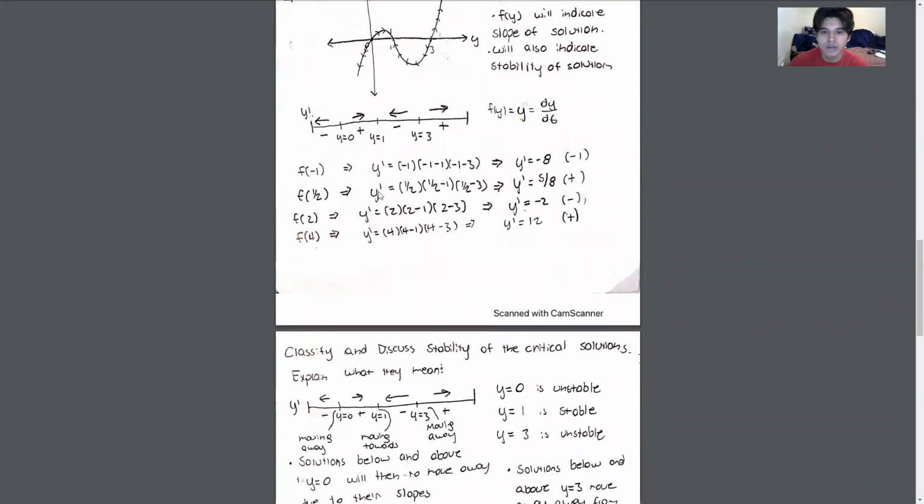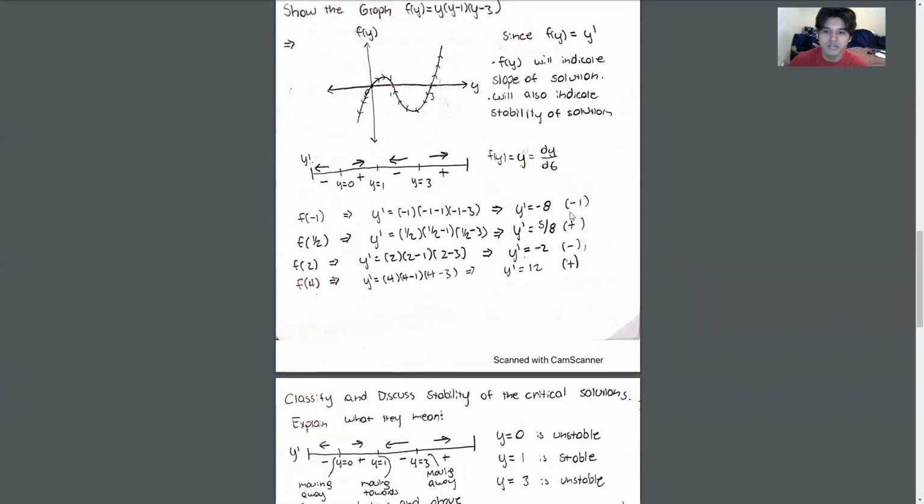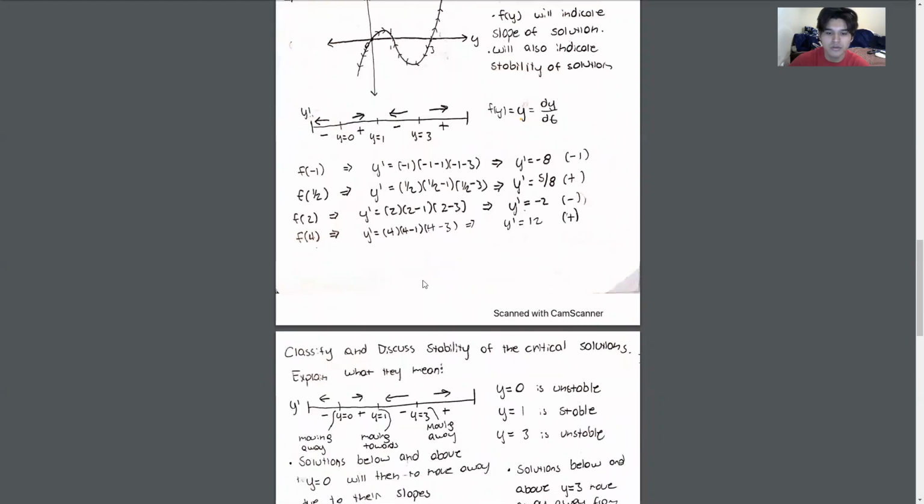But as you can see from y equals 1, solutions near that region are going to move towards y equals 1. Therefore, y equals 1 is a stable solution, because stable solutions are when other solutions move toward them, and unstable solutions are when other solutions kind of move away from them in a sense. Here's the math that I put in. Basically, this just helped me determine the slope, or the sign for each given region.